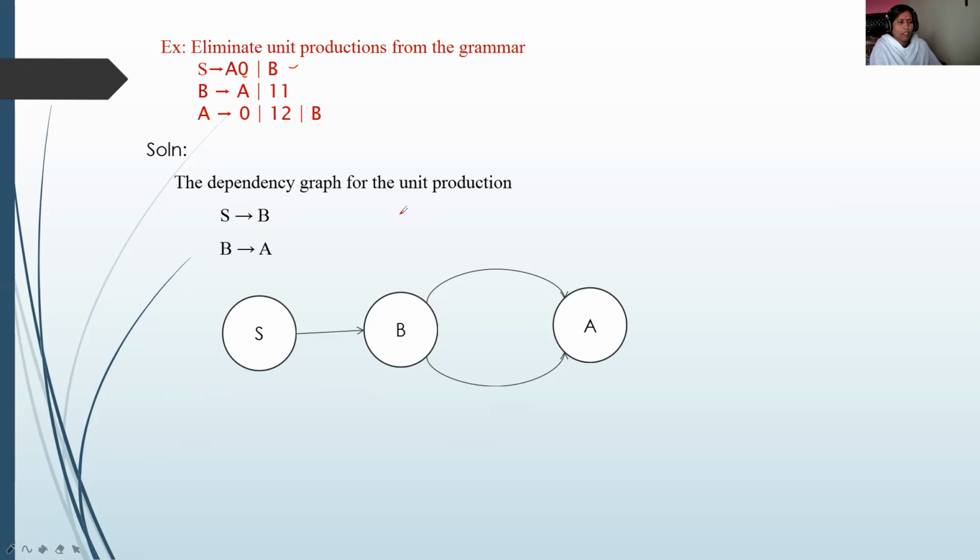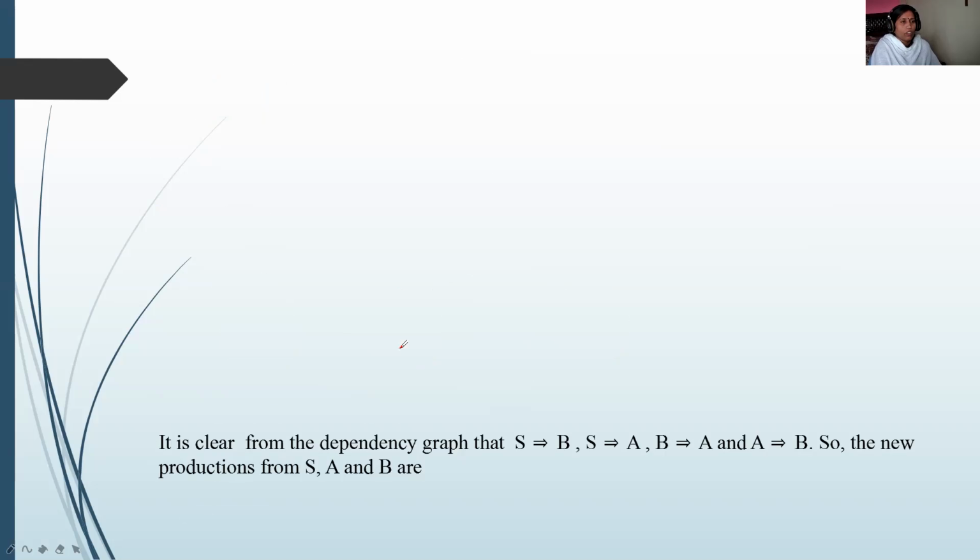S is producing B, B is producing A, A is producing B. First, construct the dependency graph. So the non-unit productions are, write the non-unit productions: S produces A0, A produces 11, B produces 11, A produces 0 or 1 or 2.